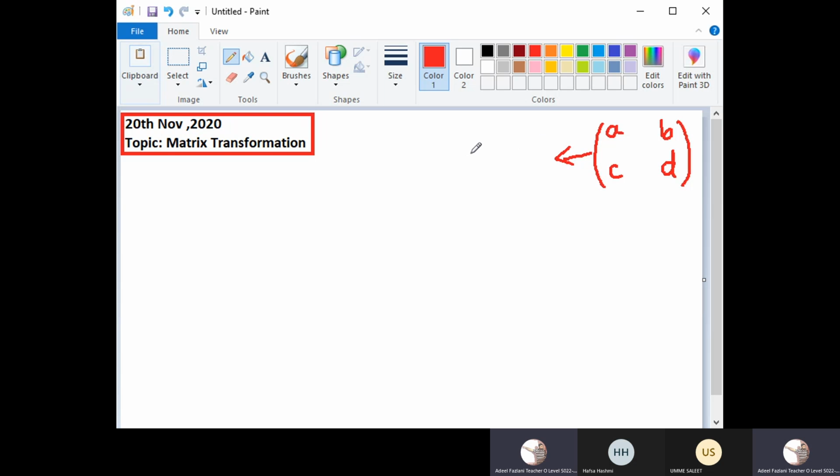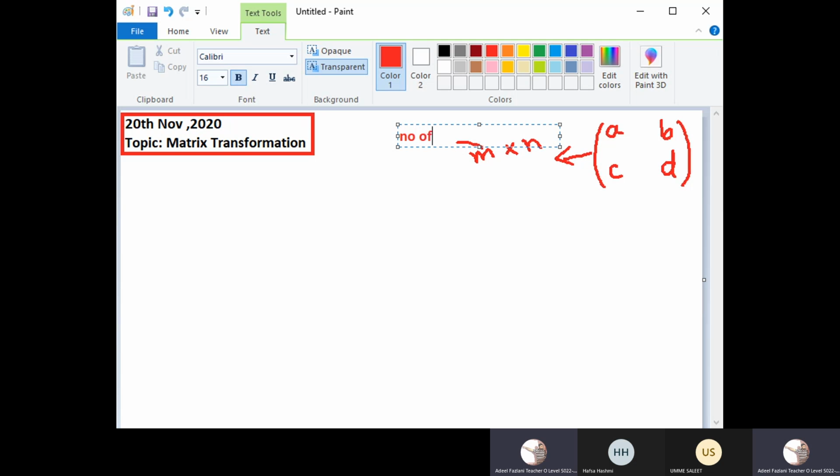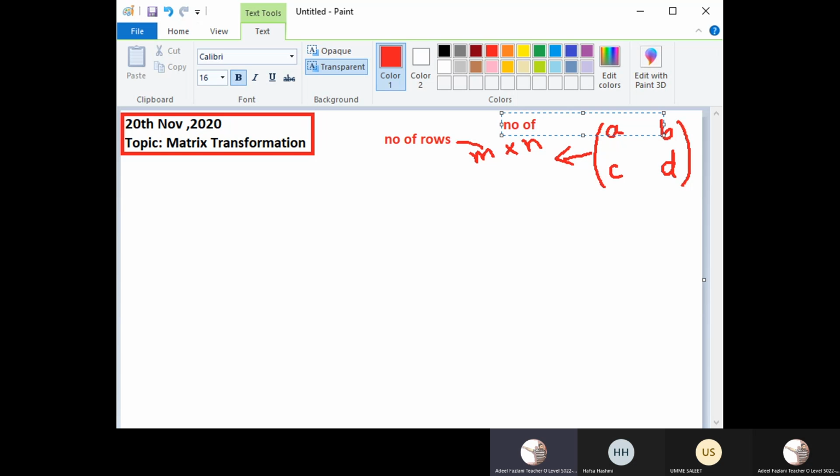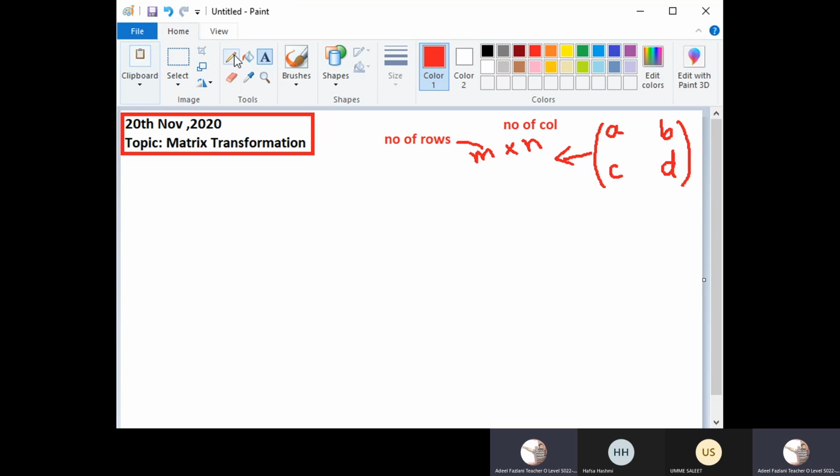You always write the order of a matrix like M times N. Your M represents the number of rows, all right? Got it? However, your N represents the number of columns. Okay, so how many rows do we have? Two.